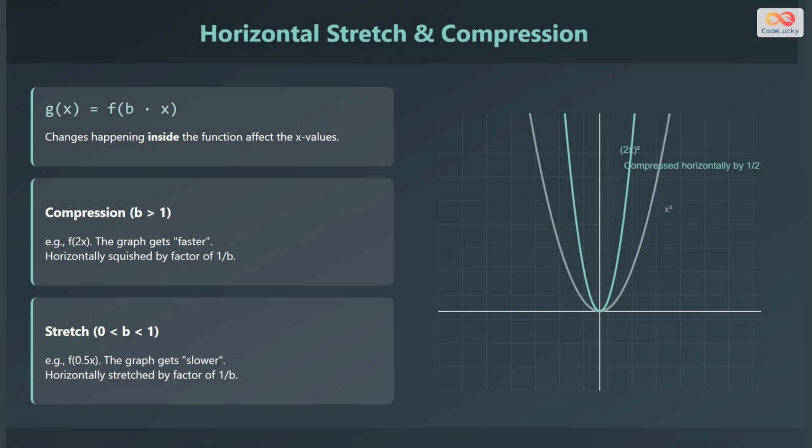Changes inside the function affect the horizontal width. If we multiply x by a number b, we get a horizontal stretch or compression. Interestingly, a large number like 2 makes the graph compress horizontally, while a fraction like 0.5 makes it stretch out. This is the opposite of the vertical effect.